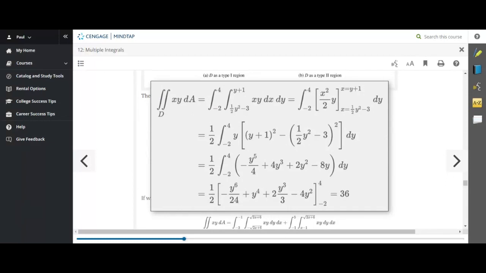So now we're going to look at some other problems, but I just wanted to point that one out to you. Sometimes it's easier to integrate with respect to one variable first than the other variable. Are there any questions on this example 3 from the book? Okay, I'm going to stop the recording and do another example. We'll do it in a new recording.